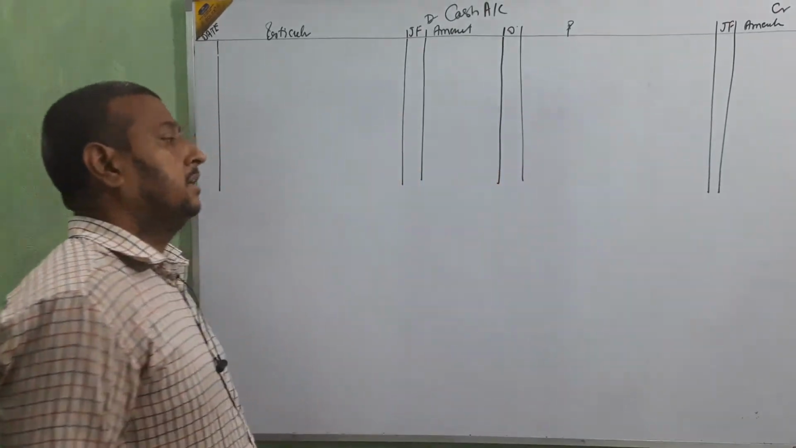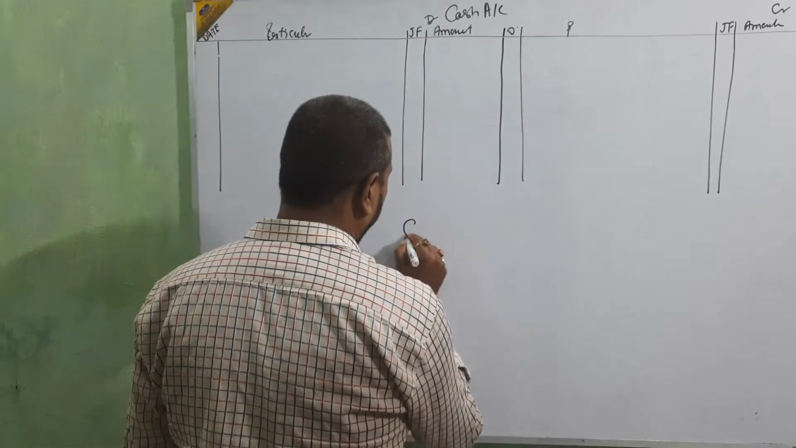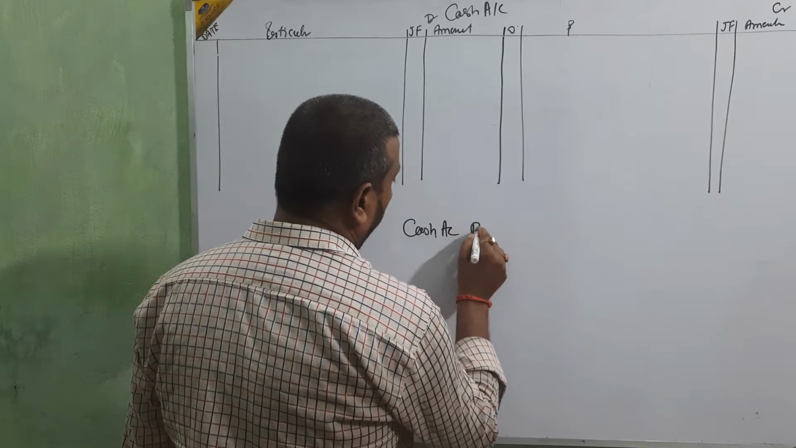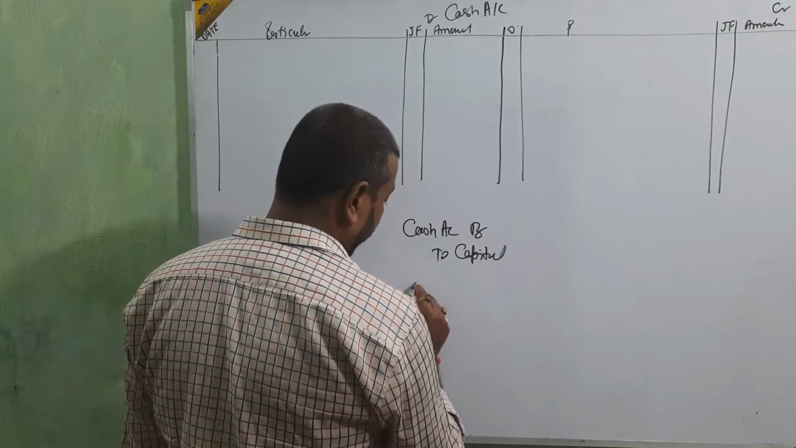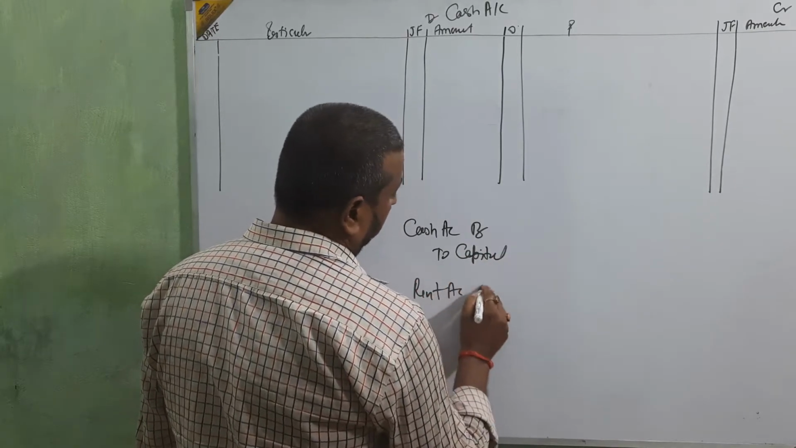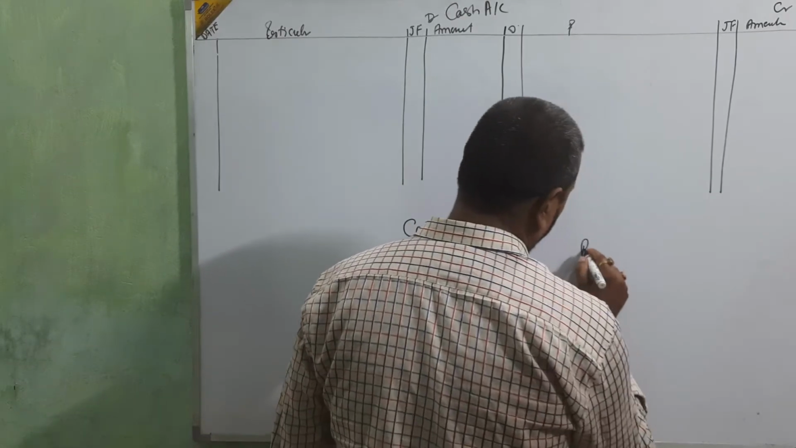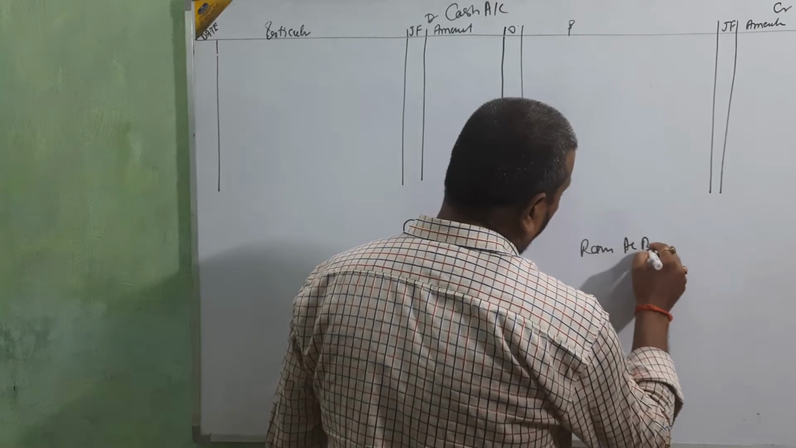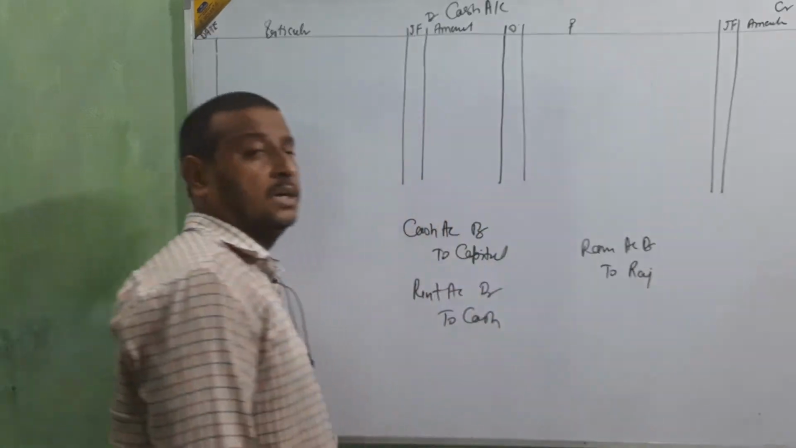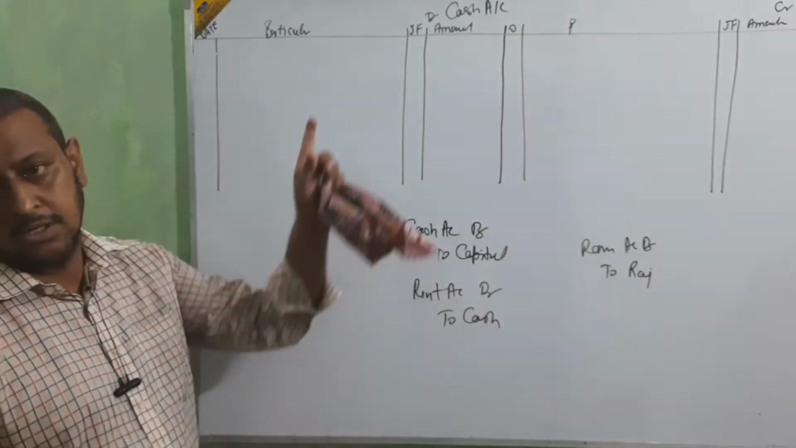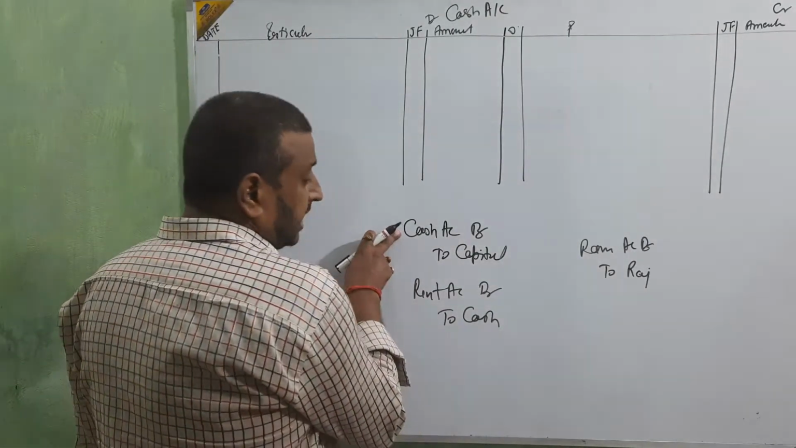Okay, just see. We are going to make the cash account. First entry is cash account debit to capital. Second is rent account debit to cash. Third is Ram account debit to Raj. Okay, now we are going to make the cash account. The first ledger is cash. Just see, we are going to make the cash account.